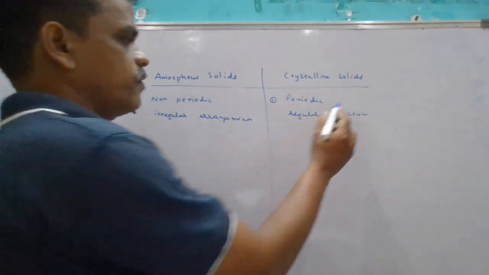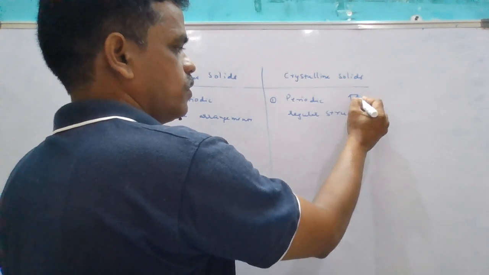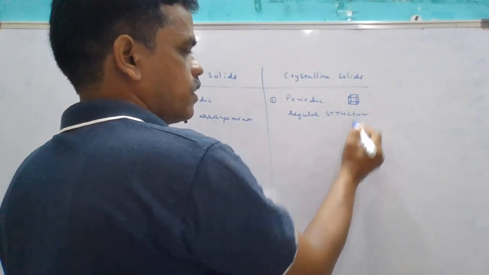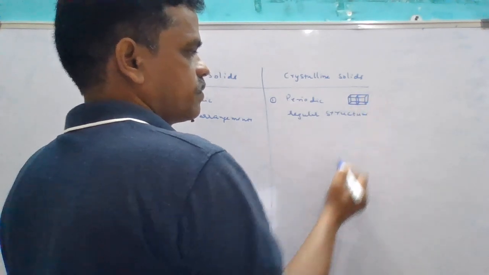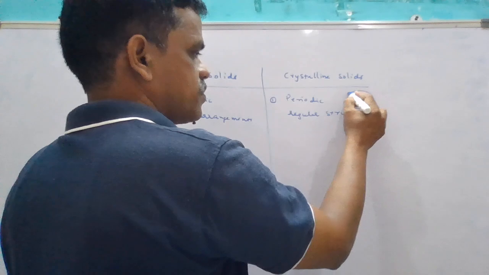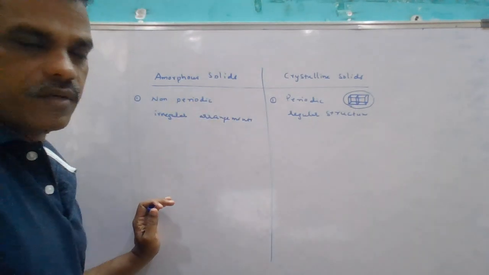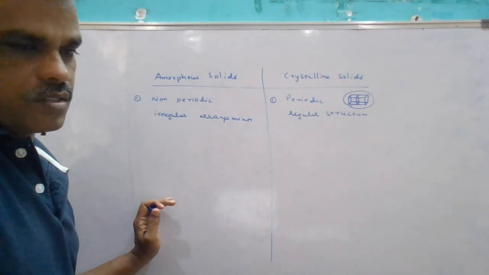So that means if we take a crystalline material, so this is a cube, it is repeating, so the structure will be repeating, so this is periodic nature. So if you go amorphous solids, it's not repeating, so that is non-periodic irregular structure.